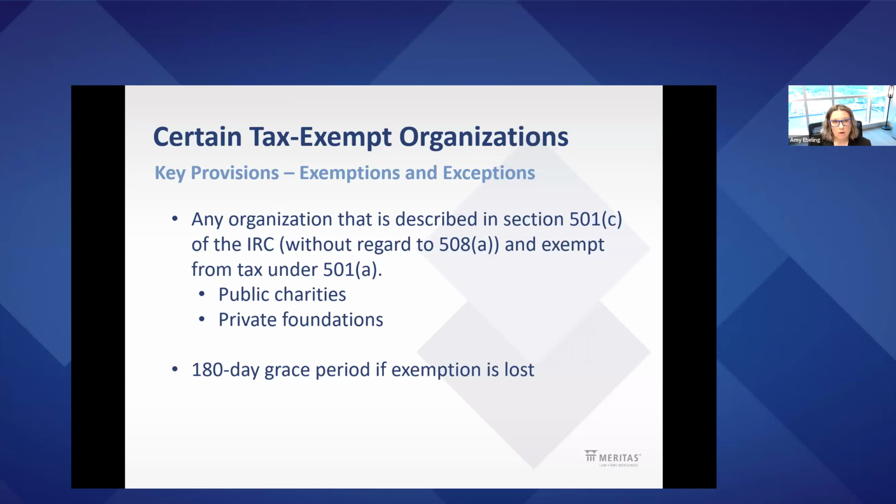Now, oftentimes, public charities or private foundations may lose their tax exemption as a result of failure to file tax returns or other reasons. If an entity loses its tax exemption, it does have a 180-day grace period to fix that before the CTA kicks in. The other thing to keep in mind for tax exempt organizations is that the exemption to the CTA does not apply until a determination letter from the IRS has been received stating that the entity is exempt. So if there is a new tax exempt organization formed that has not yet received tax exemption from the IRS, CTA compliance is still important.